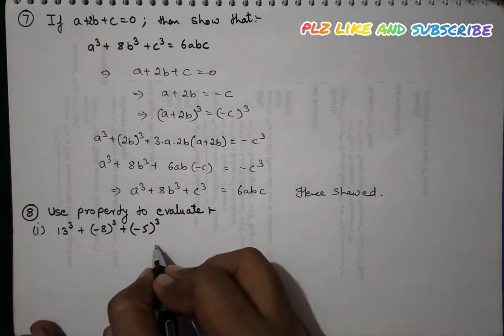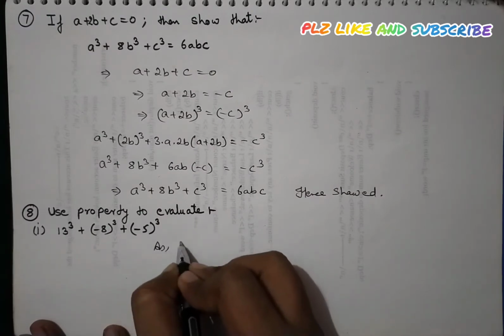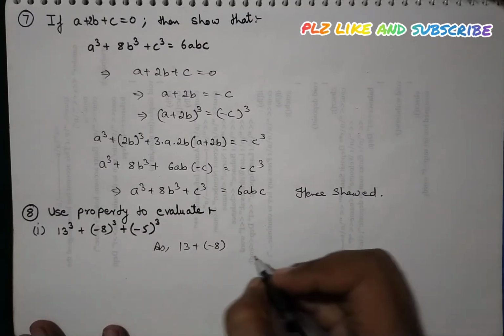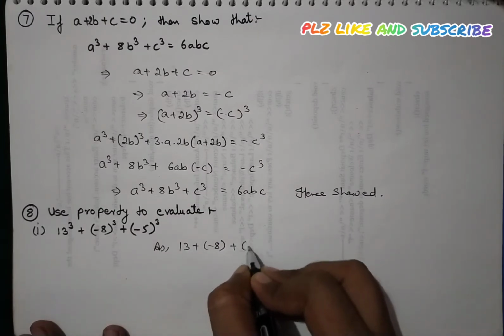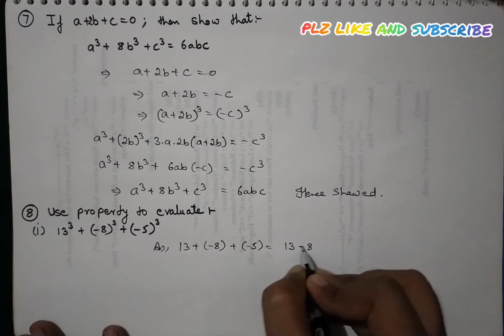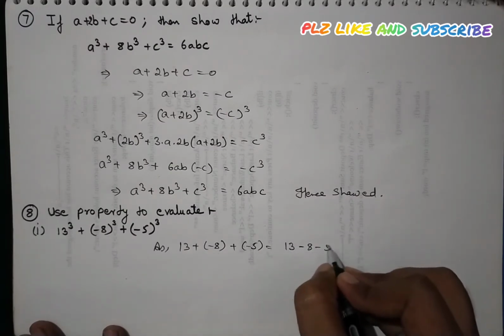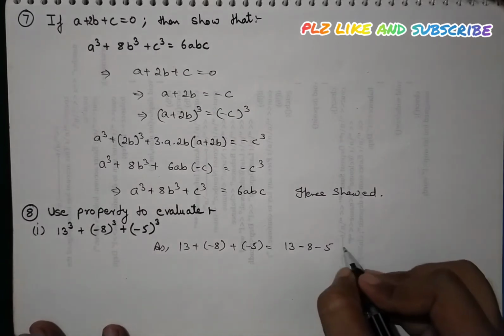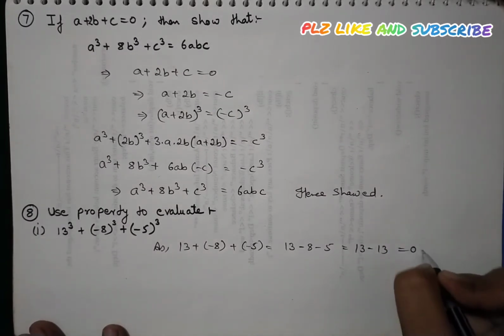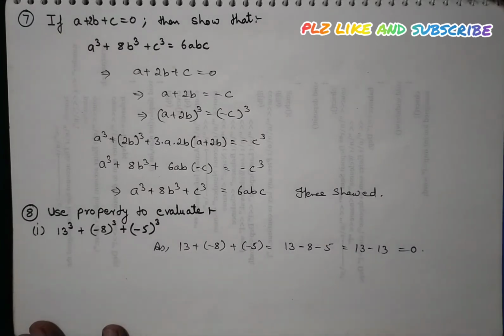So 13 plus minus 8 plus minus 5 equals 13 minus 8, this will be plus minus minus and again plus minus minus, and this will be equal to 13 minus 13, that is equal to 0. So as we see, the sum of all of the terms a, b, c is 0.